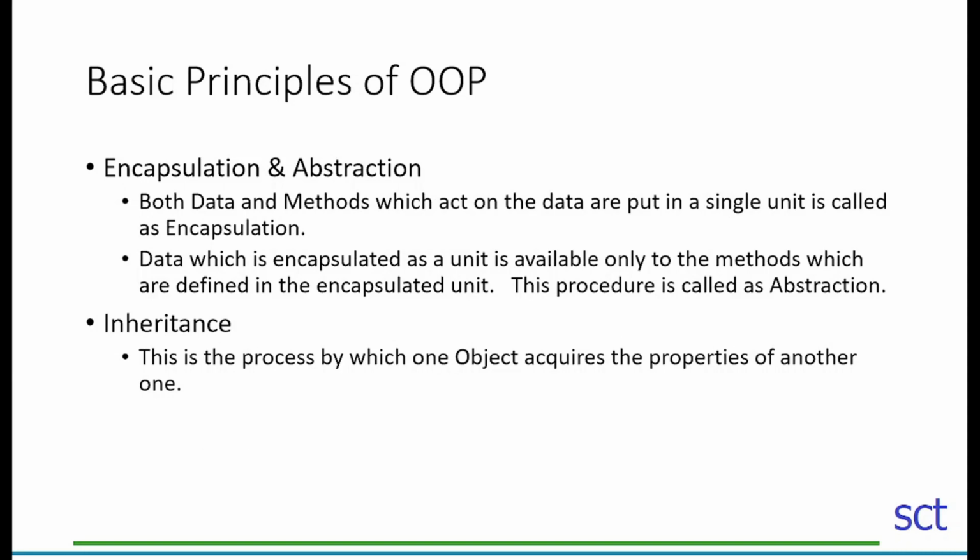Encapsulation is nothing but combining data and methods. These methods act on the data. This is called encapsulation. Both the data and the methods which act on the data are combined to form a single unit, which is called an encapsulation. Data is encapsulated within the unit, and this has been hidden from the outside world. So that's why it is also called abstraction.